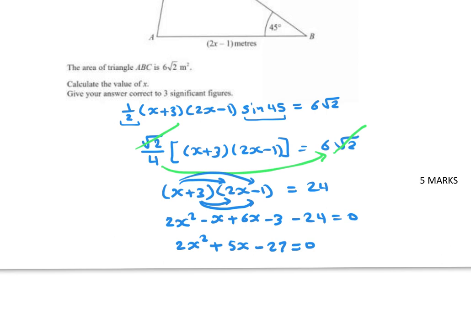Now you have a quadratic equation you can solve by using factorization, or using the formula, or you can use a calculator to find the answer. So you have two values for x: 2.63 and the other value, negative 5.13. Of course, in this case we cannot factorize, so using the formula, we have two values. The negative is rejected because the length cannot be negative. So x equals 2.63.